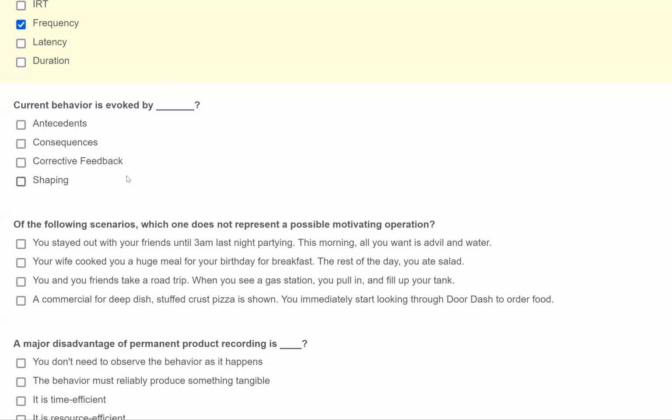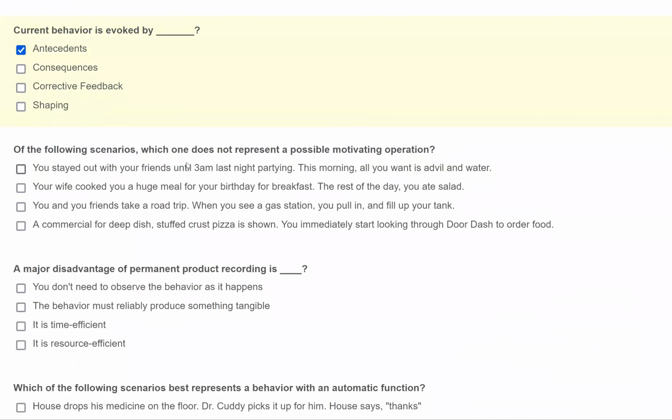Corrective feedback is a type of consequence. And then shaping doesn't evoke behavior. Shaping is a process of reinforcing behavior. The only answer which evokes a behavior: antecedents. Antecedents include things like discriminative stimuli and prompts. Of the following scenarios, which one does not represent a possible motivating operation?